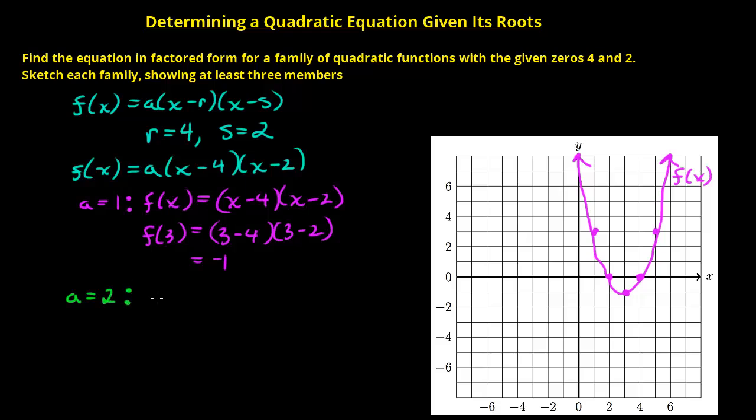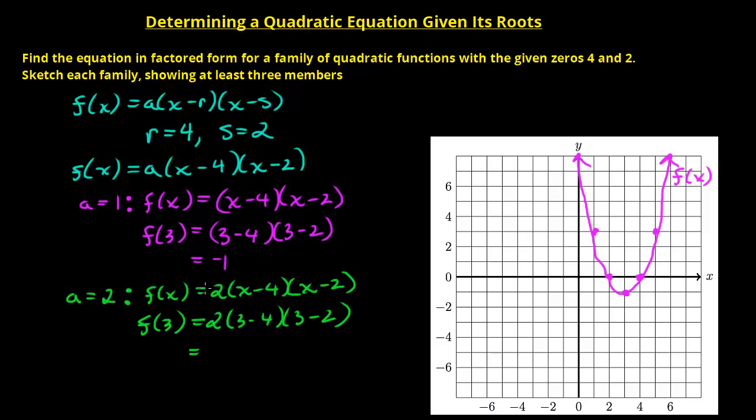If a is equal to 2, we have f of x is equal to 2 times x minus 4 times x minus 2. And the x value of the vertex, again, is going to be halfway between the zeros, and the zeros are 4 and 2. So we'll have the same x value for the vertex. To figure out the y value of the vertex, we can just do f of 3, which is equal to 2 times 3 minus 4 times 3 minus 2. Well, this is just equal to negative 2.